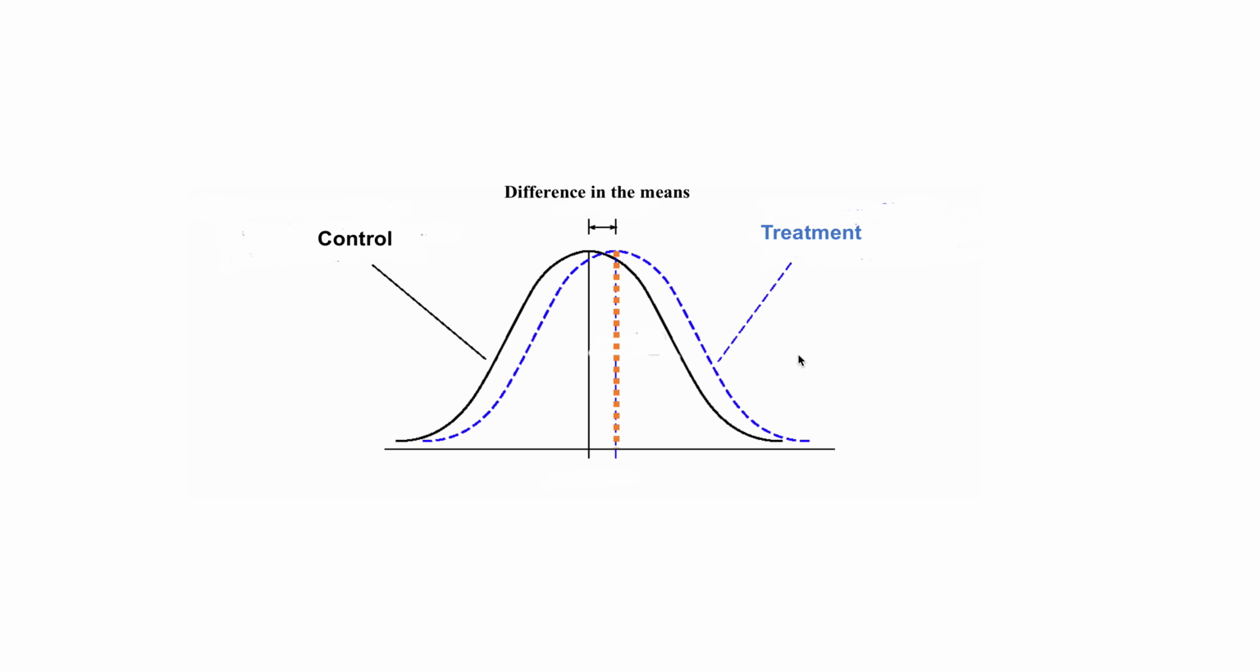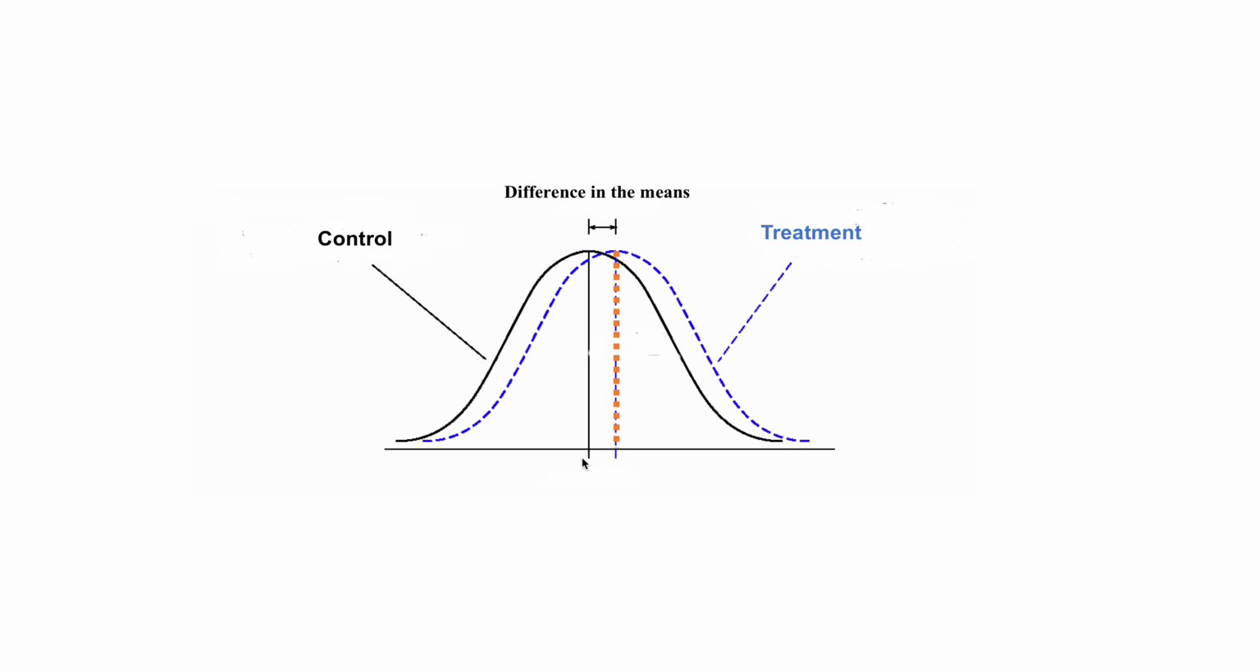Here's a treatment group and a control group. Now you'll notice that each of these groups has its own distribution. So the control group is this black curve right here, and this is a normally distributed set of scores, so it looks like a bell-shaped distribution. It will have a mean, and the mean is represented on this vertical line right here.